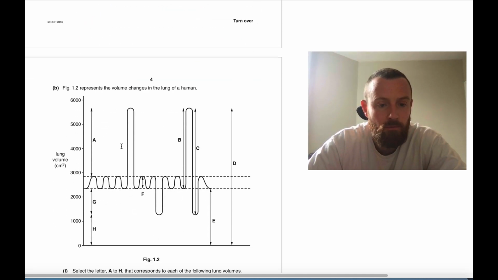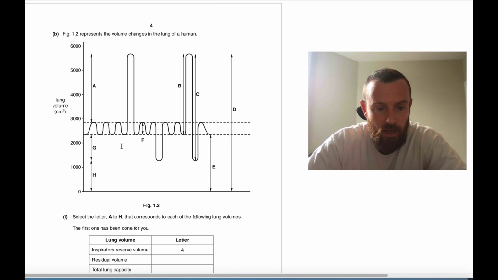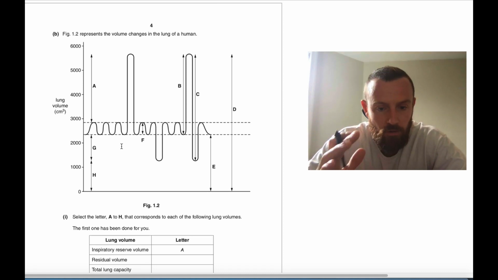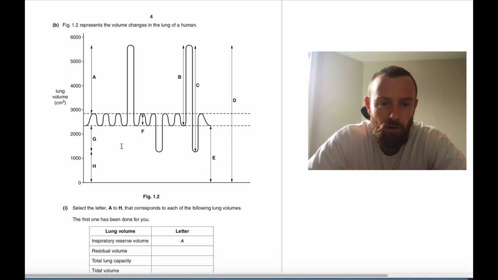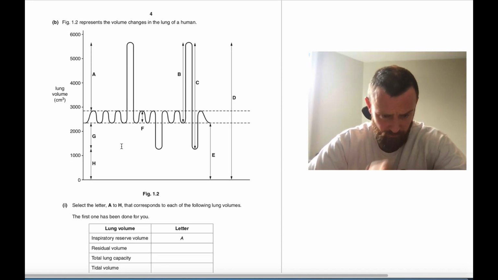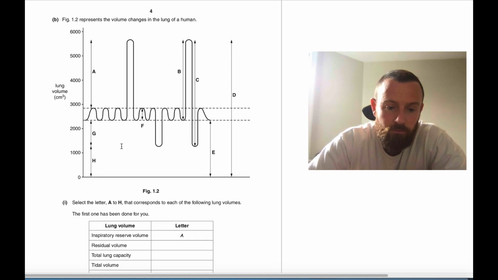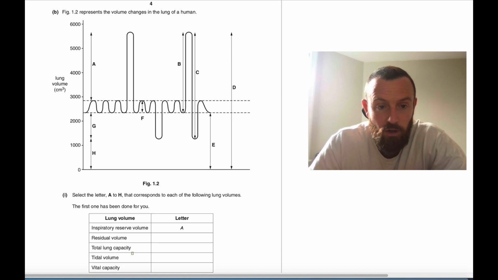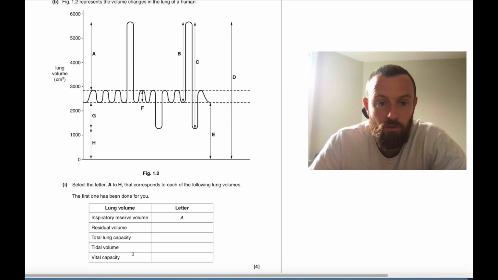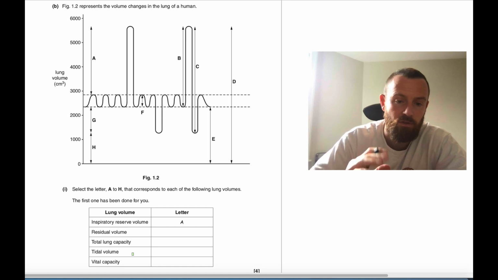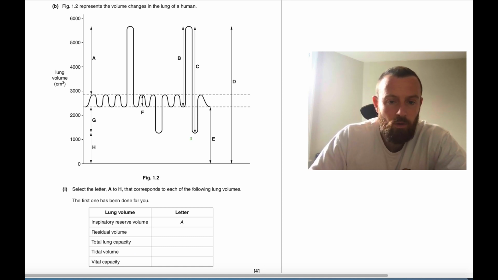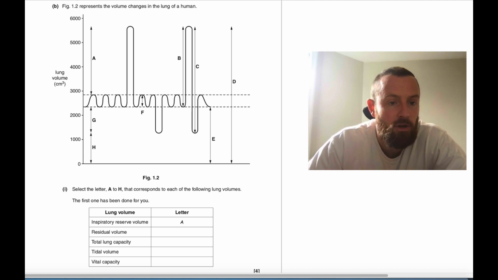Question B. So here we have a spirometer trace, so we can see all the different components of lung ventilation or lung volume, sorry. Okay, so what's what? Residual volume, total lung capacity, tidal volume, and vital capacity is what we're looking for. If you're doing this live, just quickly pause and see what you think. Okay, so I'm going to label it on the diagram.